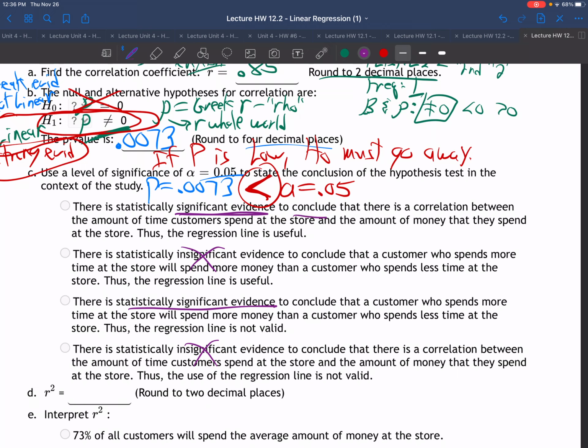Which one? To conclude that there is a correlation between the amount of time customers spend at the store and the amount of money that they spend at the store. Thus, the regression line is useful. Yeah, that sounds good. Boom.